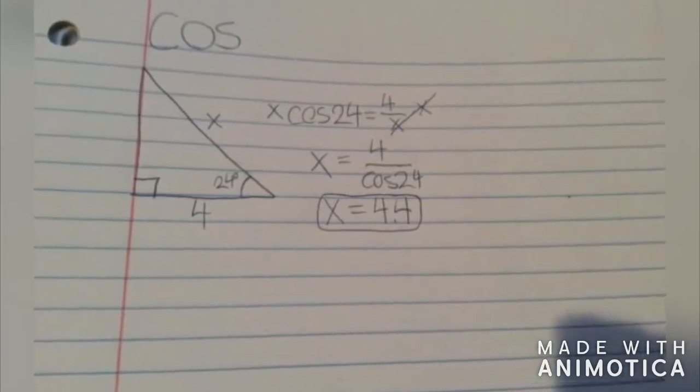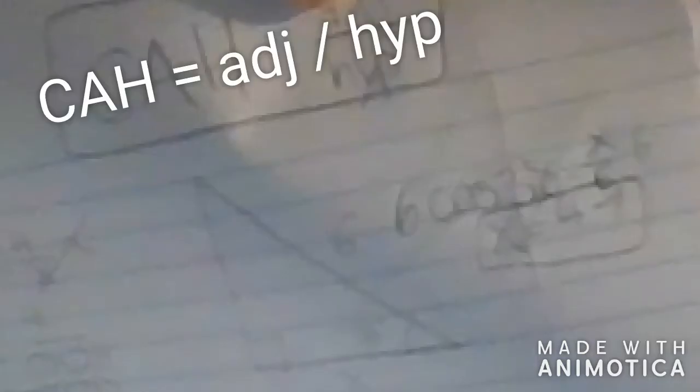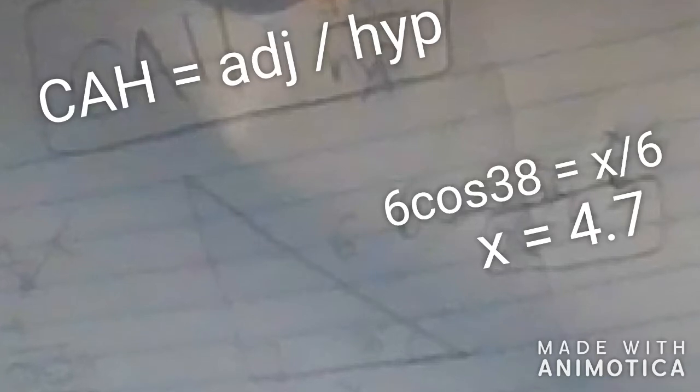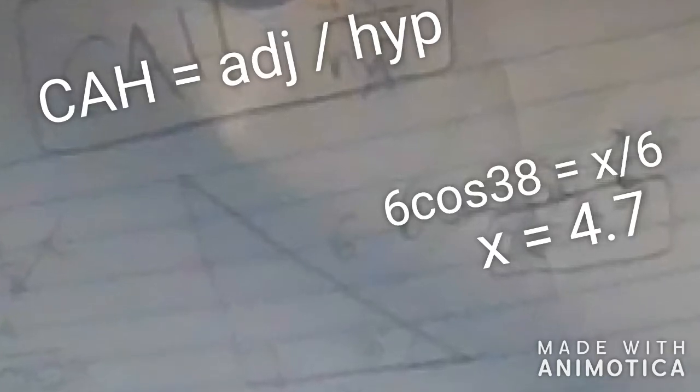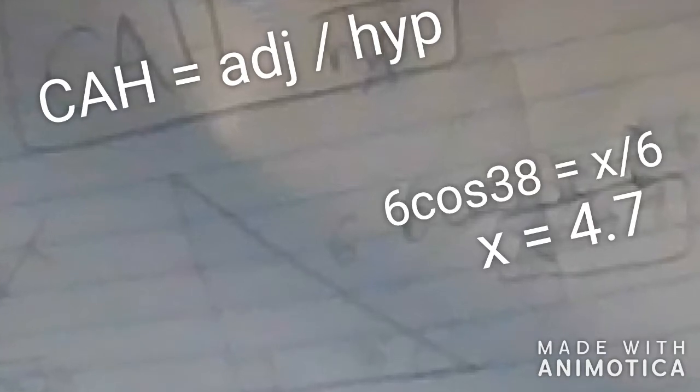If we have our hypotenuse, say 6, and an angle is 38 degrees, then we can find our adjacent side. We set up our equation as cosine 38 equals x over 6, and as always, solve for x. We get about 4.7 as the adjacent side's length. An acronym for cosine is CA, which stands for cosine equals adjacent over hypotenuse, CAH.